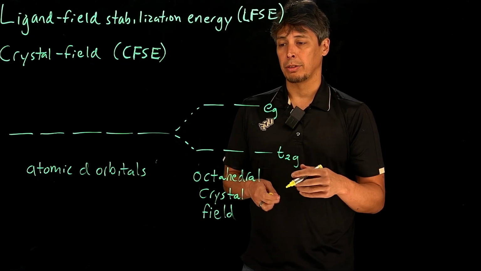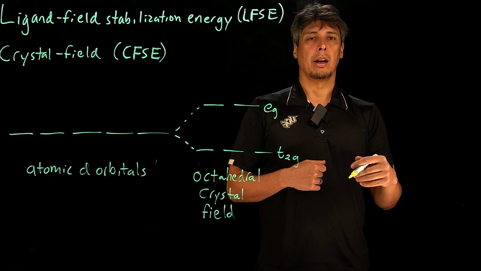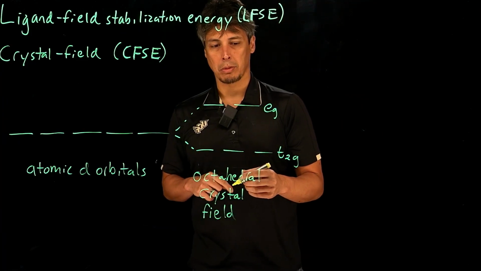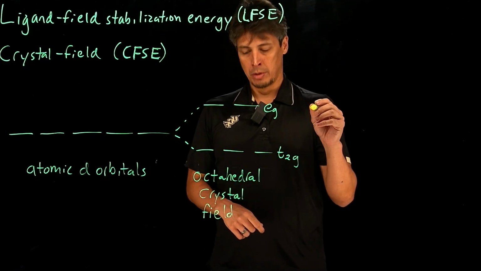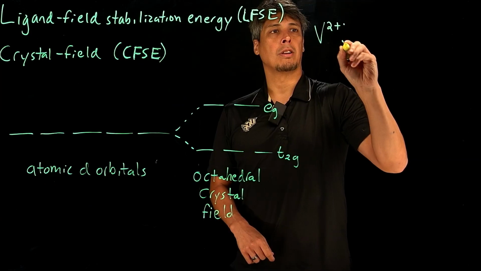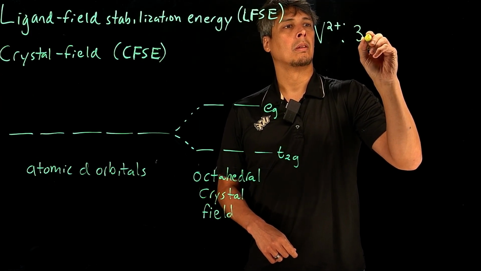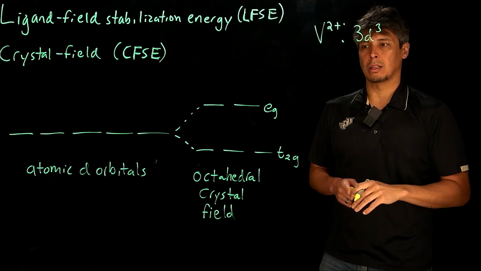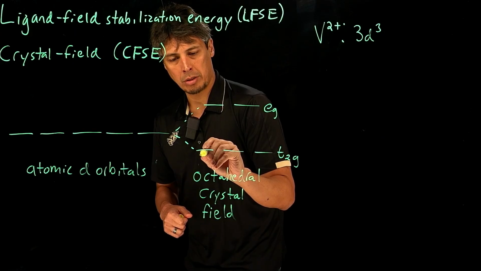If we want to figure out the electron configuration in an octahedral ligand field, we follow our normal principles of the Aufbau principle, Hund's rule, and Pauli exclusion principle, and we see the t2g orbital is lower in energy. So let's take an example. Let's start with vanadium 2+. The electron configuration is going to be 3d3.